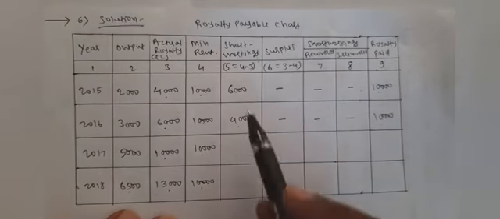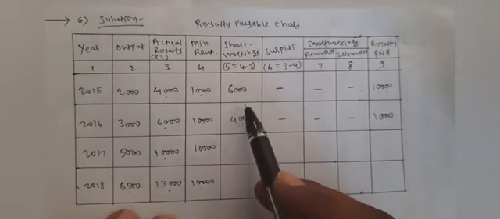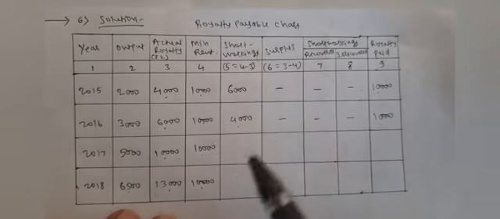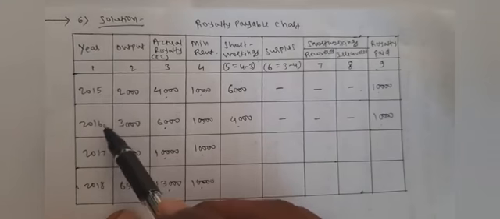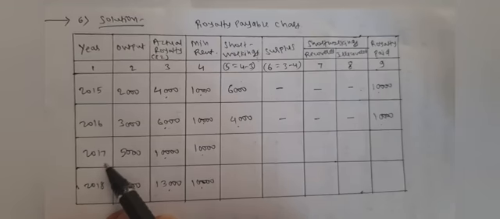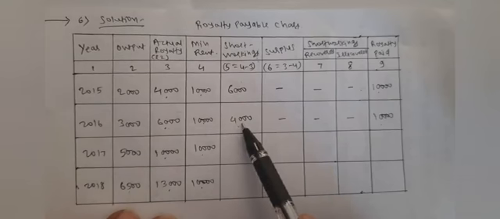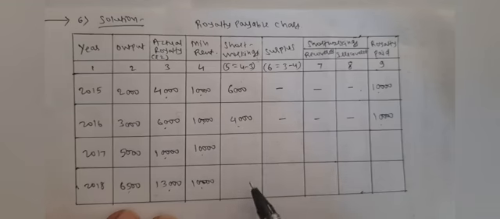Whatever short workings are there, they are recovered within the next 2 years, which is given in the problem. So the 2015 short workings can be recovered in 2 years, that is 2016 and 2017. 2017 is the deadline. The 2016 short workings of 4,000 can be recouped in the next 2 years, that is 2017 and 2018.